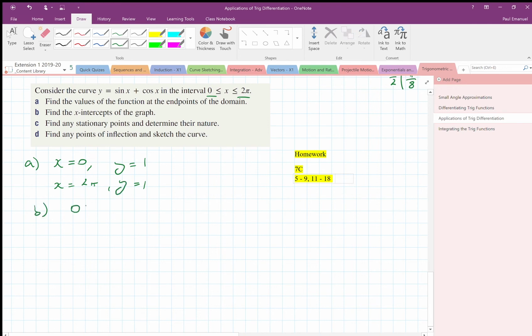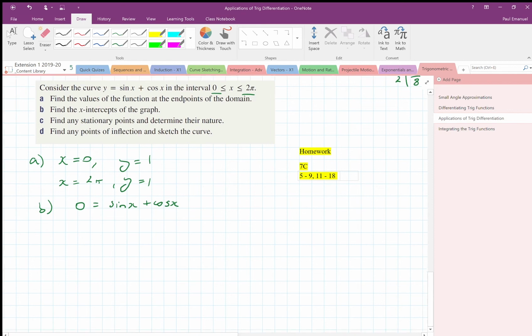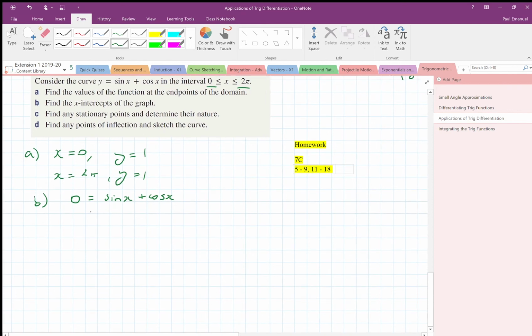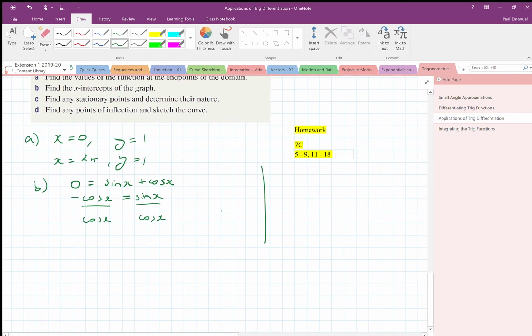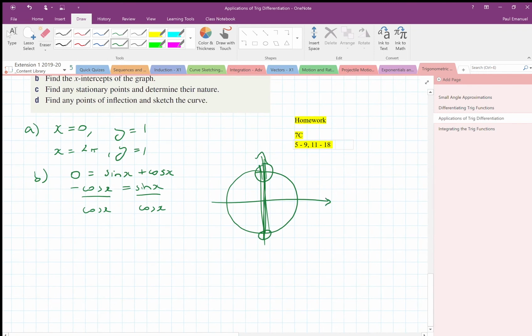Find the x-intercepts. 0 equals sine x plus cos x. Pause and think before I tell you the answer. But the answer is, as usual, we subtract cos x across over here. Divide by cos x. Normally don't divide by variables. But if cos x is 0, we know sine x is 1 or minus 1. That's from the unit circle, because cos x is 0 here, and that's when sine x is 1 or minus 1. So it's fine. Whenever dividing by 0, this equation has a solution.